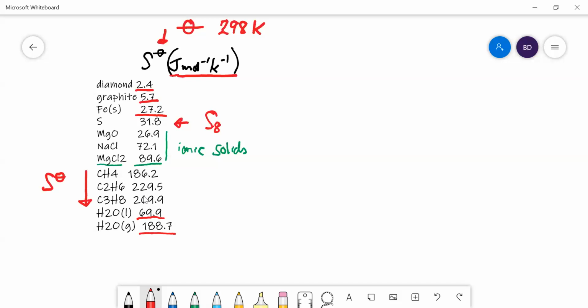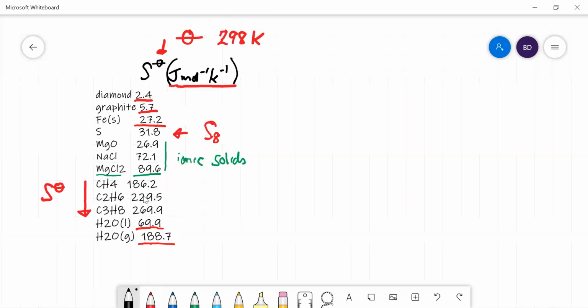Okay, now what we are interested in as chemists very often is not entropy, but entropy changes. So we're going to use entropy changes in chemical reactions, just as we have looked at changes in enthalpy, delta H.